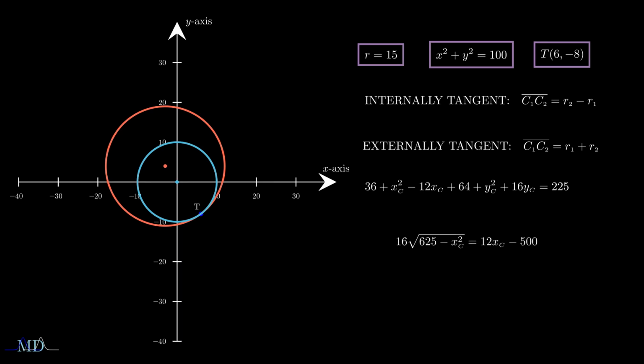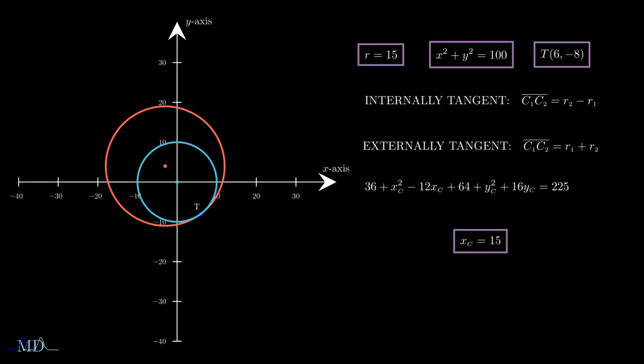We isolate the square root, and we square both members. We need to solve 400 times xc squared minus 12,000 times xc plus 90,000 equals 0. We divide each member by 400, and we get xc squared minus 30 times xc plus 225 equals 0. This is equal to xc minus 15, all squared, equals 0. So the abscissa of the center is xc equals 15.